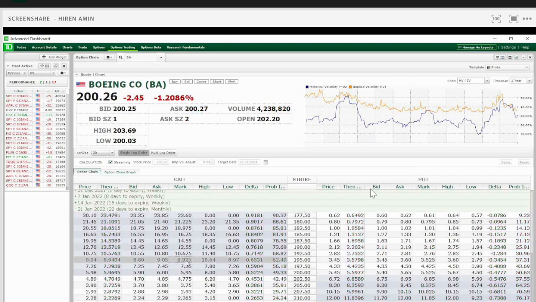The mark. Does anyone know what the mark is, by the way? Anyone heard of the term mark? What is the mark when it comes to options, or really when it comes to anything, any stock price?